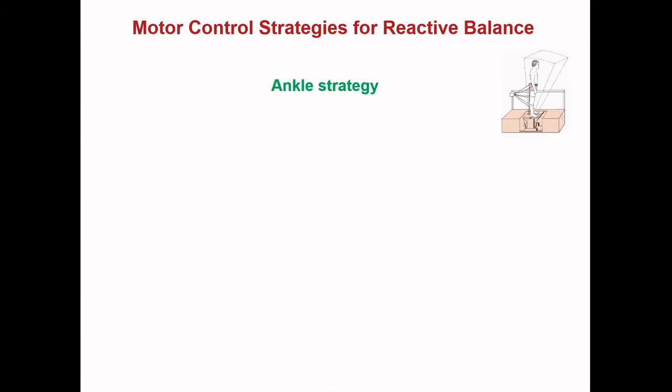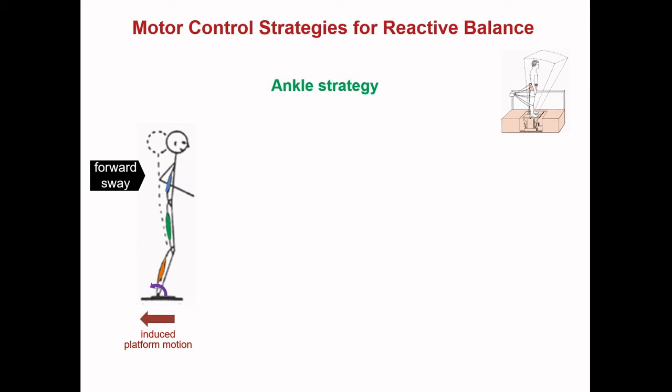Let's start by looking at an experiment that used the moving platform apparatus to study the organization of an ankle strategy. In this experiment, the experimenters produced an unexpected posterior shift of the platform that the participant was standing on. This shift pulled the feet backwards and pitched the body forwards. This resulted in a forward sway of the body.